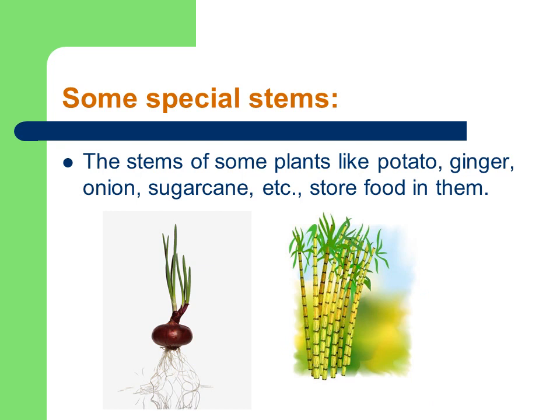Now there are some special stems. The stems of some plants like potato, ginger, onion, sugarcane, etc. store food in them. Okay, the stems that store food, and that is why we can eat them.